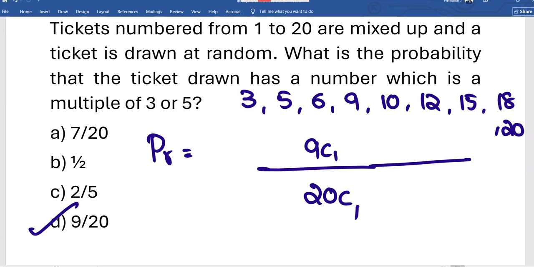15 will be counted in both divided by 3 and divided by 5, but we should count it only one time. We should not count it both times. So you can do n of A plus n of B minus n of A intersection B, or you can directly attack it like this.